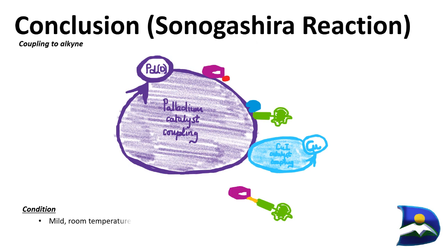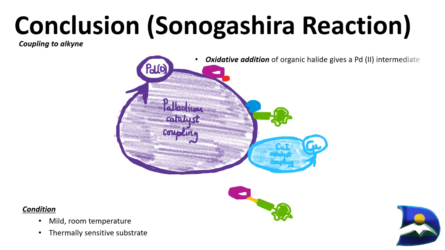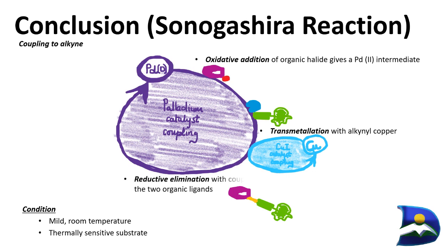Our oxidative addition of our organic halide gives our palladium 2 intermediate, and then our transmetallation with our alkynyl copper leads to the formation of our intermediate through transmetallation, and then our final step, which is reductive elimination, generates our coupling of our two organic ligands, which are the key terms to keep in mind in this particular reaction.